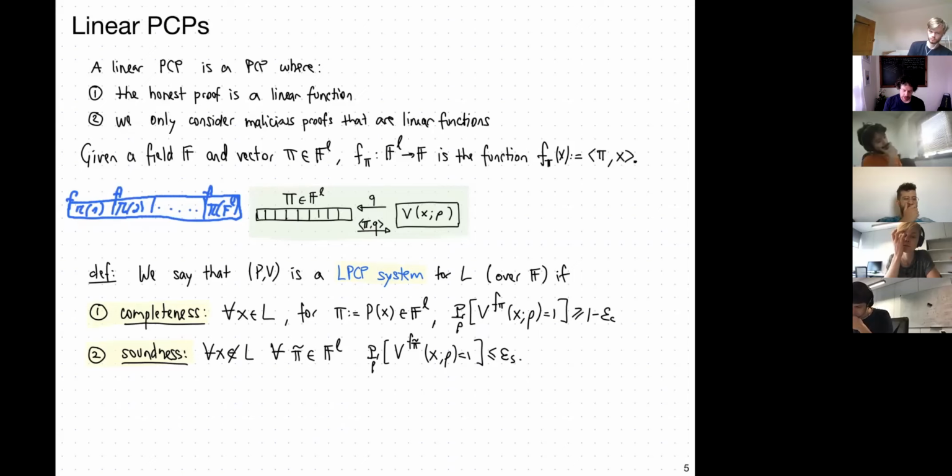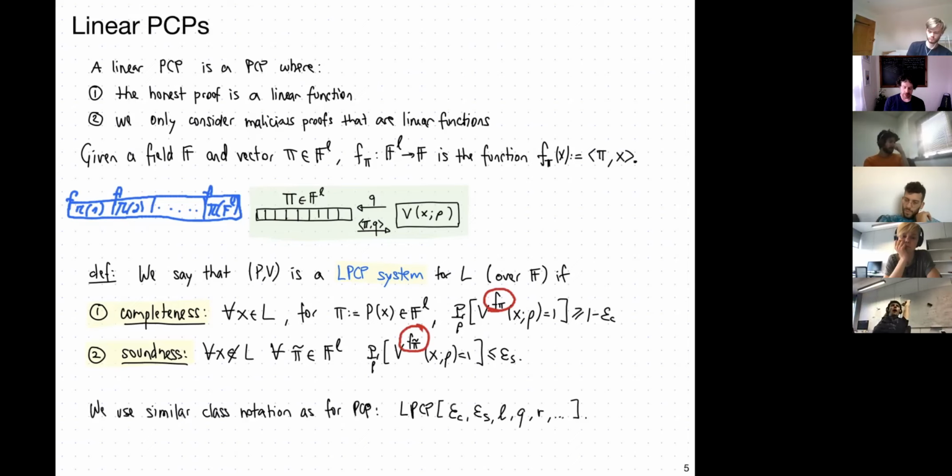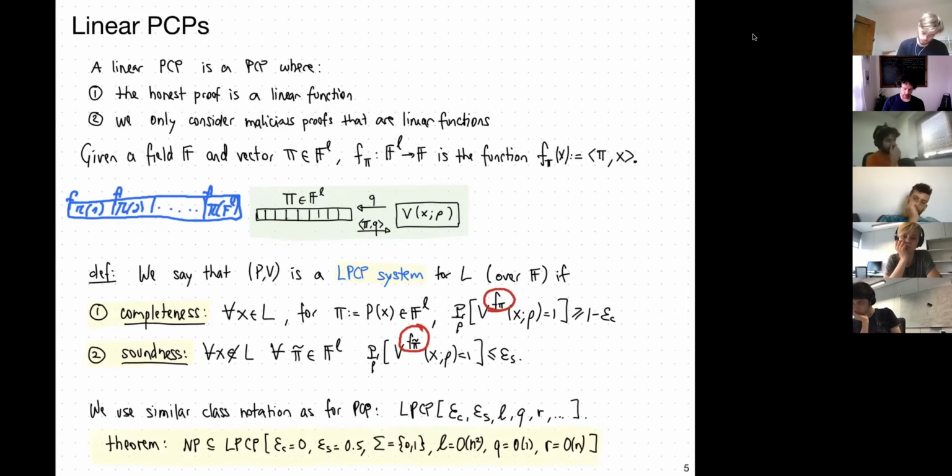And the key thing to notice here is that we are assuming, here and here, that we can access an actual linear function. So it cannot be the case that the function written there is noisy or not a linear function. It must be a linear function. Okay, so that's what we'll do, and we'll have the same notation that we have for classes of PCPs. Only we'll add L, and this would mean that we can assume that everything is linear. Let me know if there are any questions.